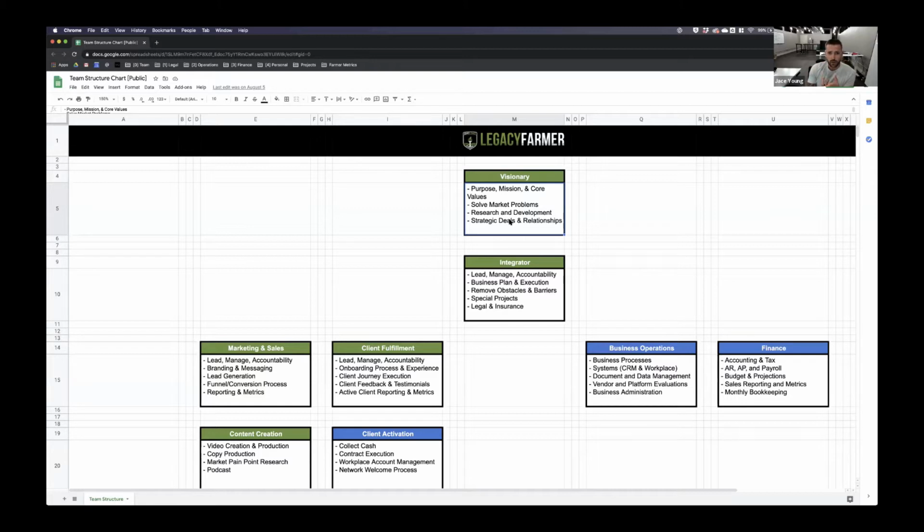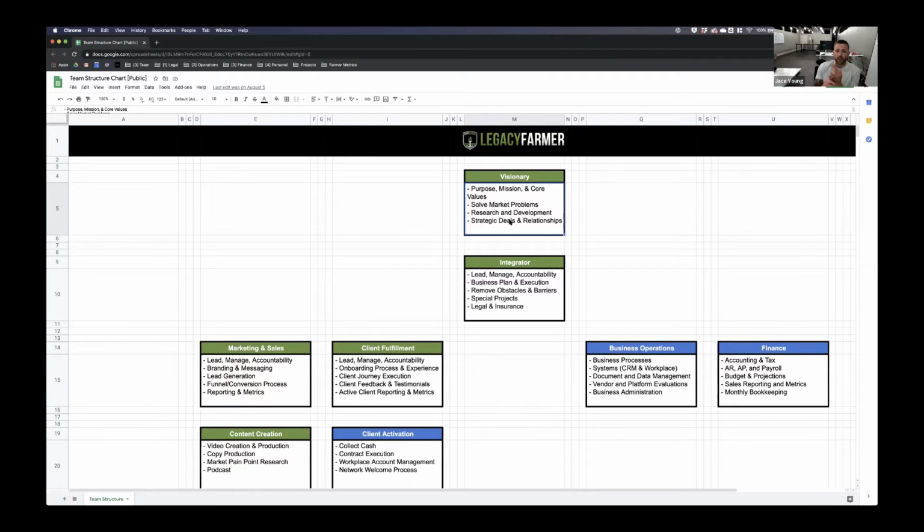Okay, and then also core values. We've talked a lot about core values on these calls before. When you're working with the wrong customers or the wrong family members or things like that, the issue is probably within your core values not aligning, right? Yeah. Yep. Okay, so the visionary is also responsible for solving the market problems. There's a problem with genetics inside of the bull industry, and you're trying to solve that problem there. Research and development, also strategic deals and relationships.